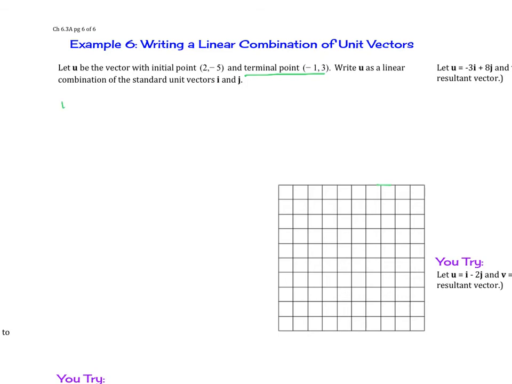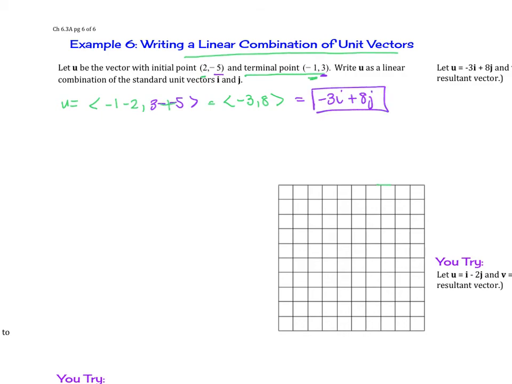To find this, u equals, and we're going to subtract the x's and subtract the y's: -1, the terminal point first, minus 2, and then the y's, 3 minus -5. So this is going to be -3, and 3 plus 5 is 8. Now we write it as a linear combination of unit vectors: -3i plus 8j, and we are done.